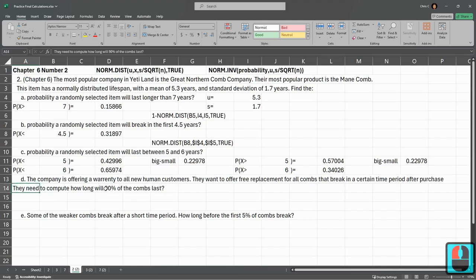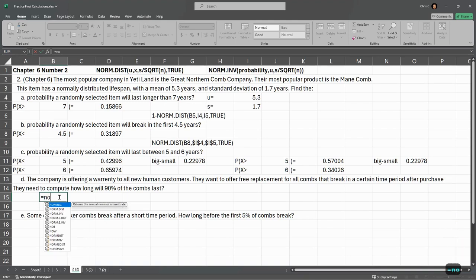All right, how long will 90% of the combs last? So remember, half of them last for more than 5.3. So if I ask the question for 50%, it would be exactly 5.3 years, because half of them are going to break right at that midpoint there. But 90% is much more than 50%, so it's going to be more than 5.3 years. So let's try this, norm.inverse.